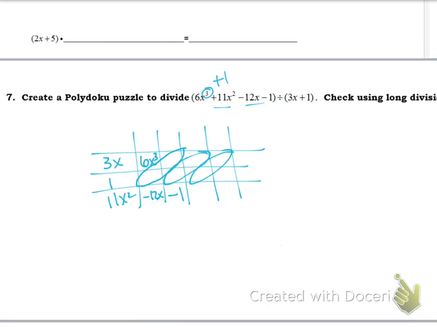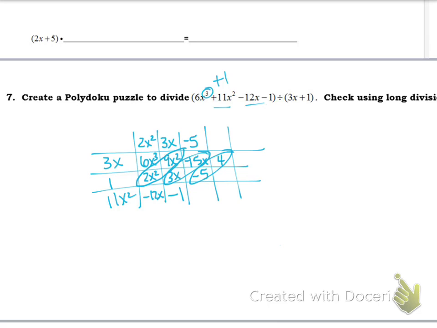Okay, so what multiplies by 3x to get 6x cubed? It's going to be 2x squared. Then we can multiply down to get 2x. We add it to get 9x squared. What multiplies 3x to get 9x squared is 3x. Multiply down, we get 3x. What adds to negative 12x to get 3x is negative 15x. To multiply that, we have to have a negative 5. Negative 5 times 1 is negative 5. We need to add to that to get a negative 1, so I just need a 4 here.